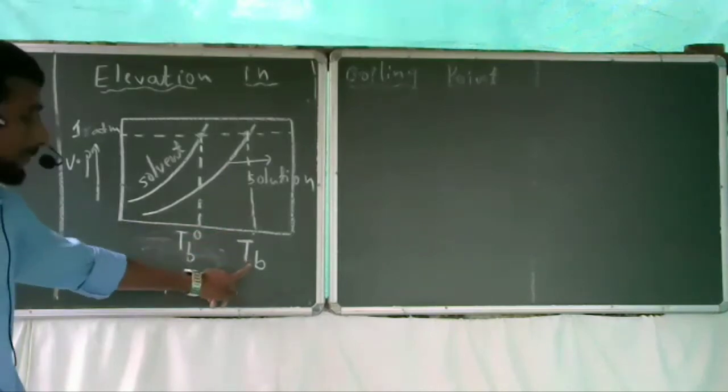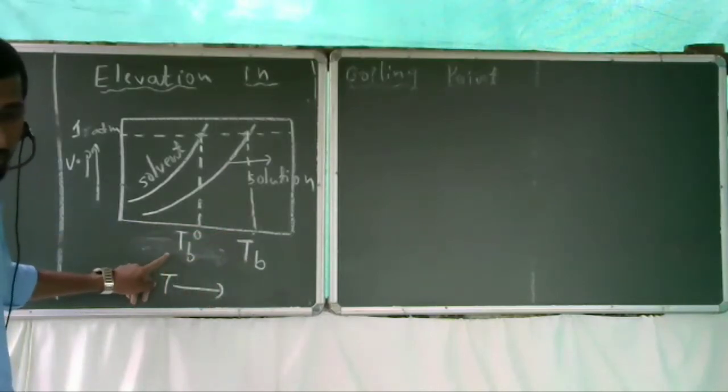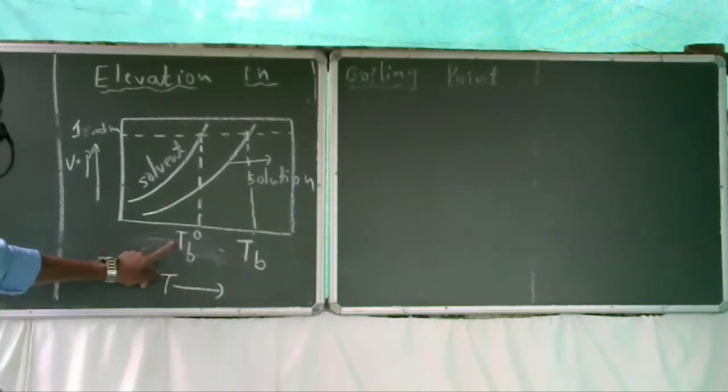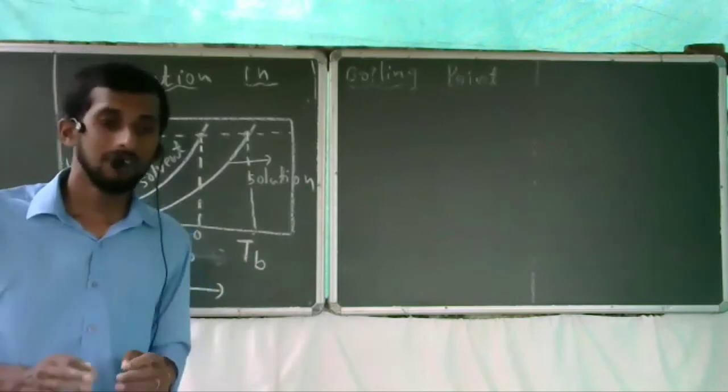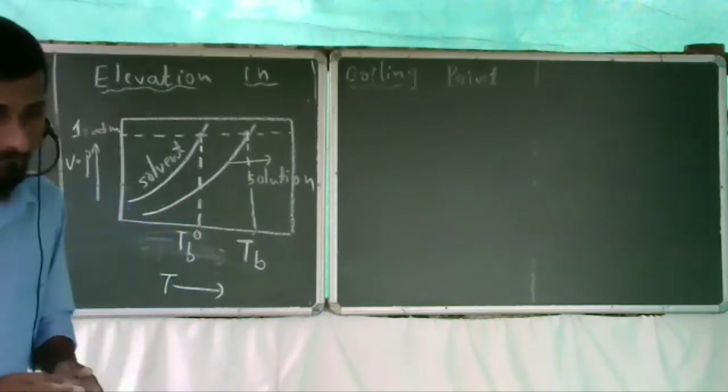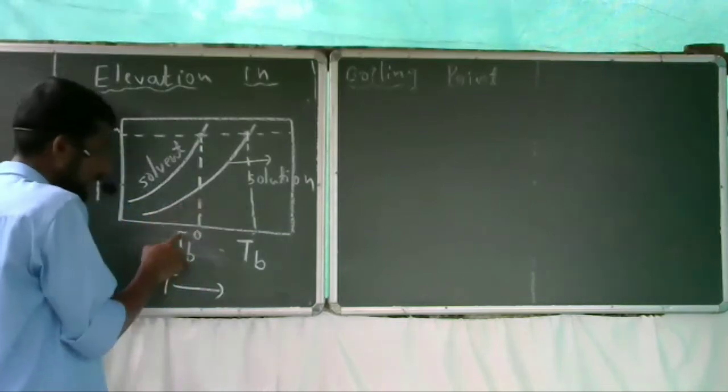Higher, that is, TB is higher than TB naught. The boiling point of the solution is more than that of the solvent. Okay, what is the deciding factor? The deciding factor is vapor pressure. Okay, vapor pressure is the deciding factor, right? Now there's a difference.